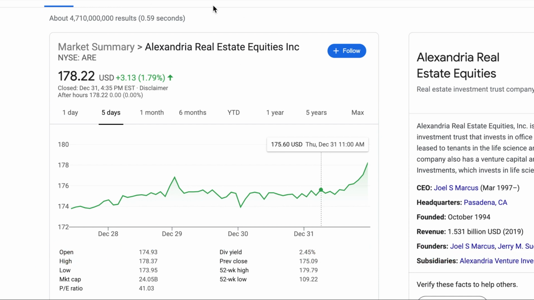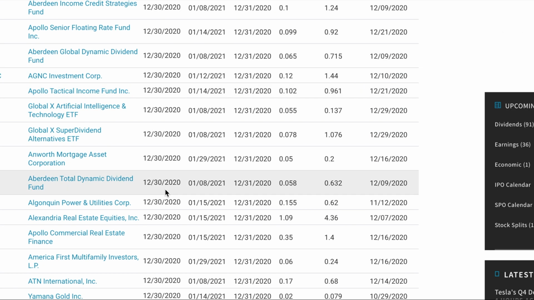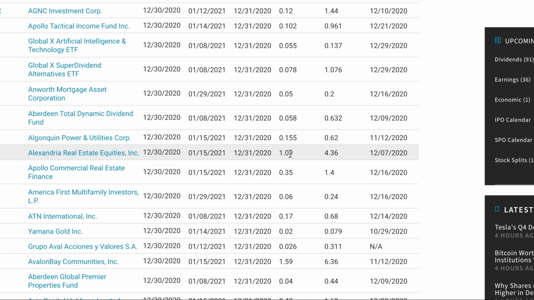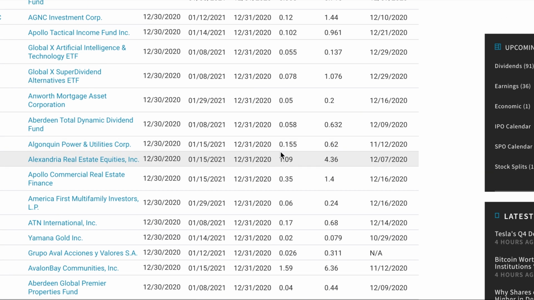All right, an example of how dividends impact the stock price on the ex-dividend date. This is ARE stock, and the stock could go up or down heading into the dividend depending on other factors. But this stock's dividend date was December 30th. So if we go back to December 30th on the calendar, we can see that ARE was $1.09 for this particular dividend. This is a company that pays out pretty good dividends, $4.36 annually and $1.09, paid out quarterly.